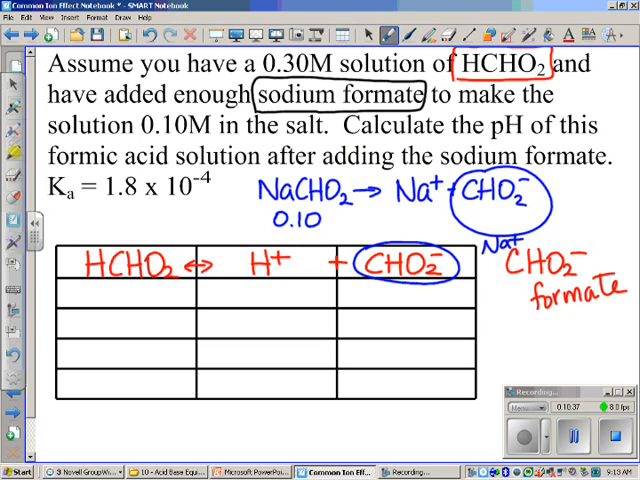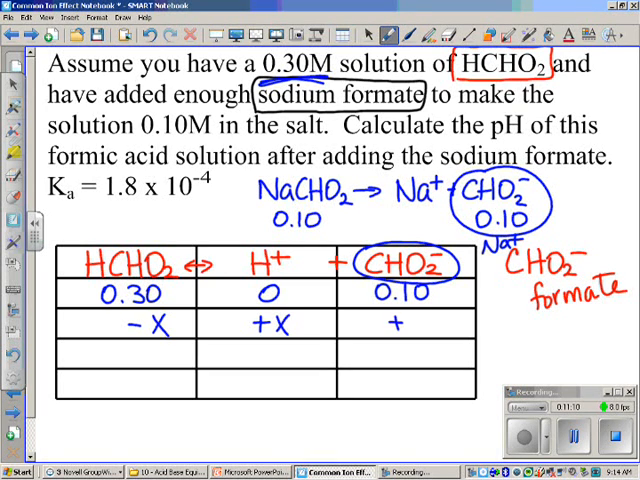They've told us the concentration of the salt was 0.1 molar. So if the salt is 0.1 molar and the ratio is 1:1, then this one is also 0.1 molar, which means my starting value for this ion is 0.1 molar. Now let's go back to the weak acid. The weak acid, they told us here, was 0.3 molar. So 0.3 gets plugged in here. And we still are starting with no H+. The salt only brings in the common ion, not also the H+.